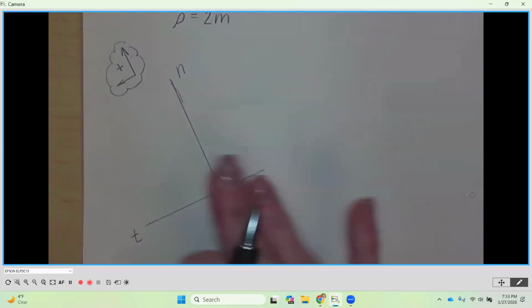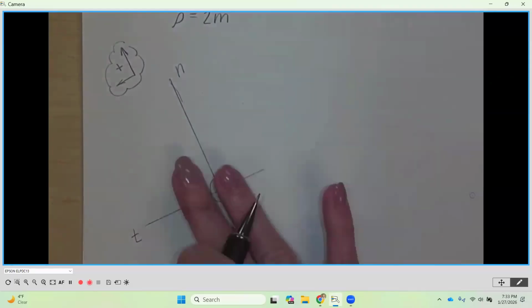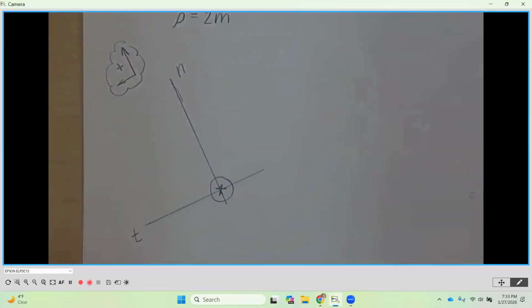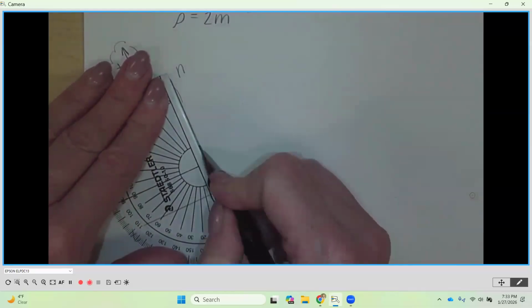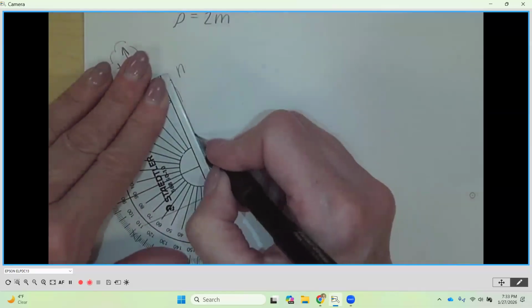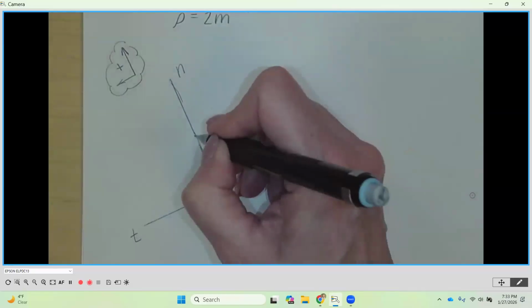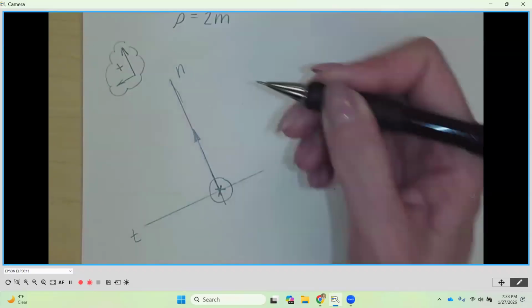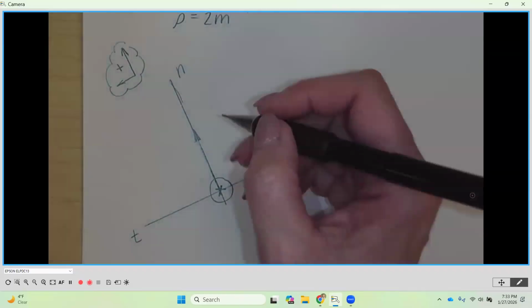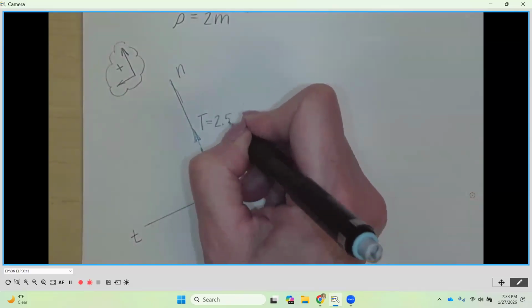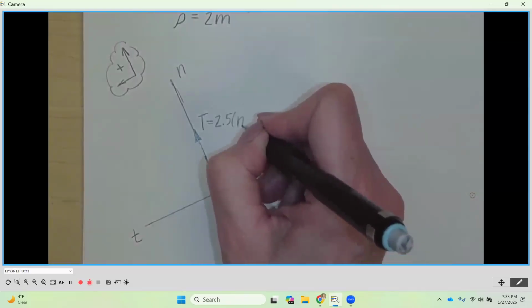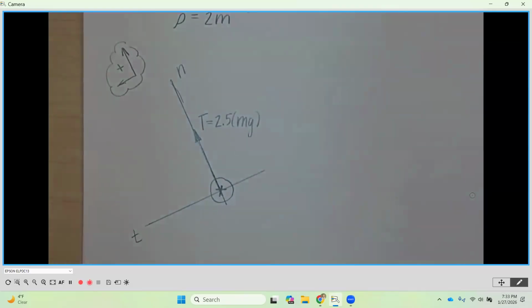Now, I'm going to have one side on the left and one on the right. My first side is going to be my sum of forces. So these are the forces acting on the bob. The first one is the tension in that cable pulling towards the center of rotation. So this is going to be tension, and we know that to be 2.5 times mass times gravity, or the weight, right?